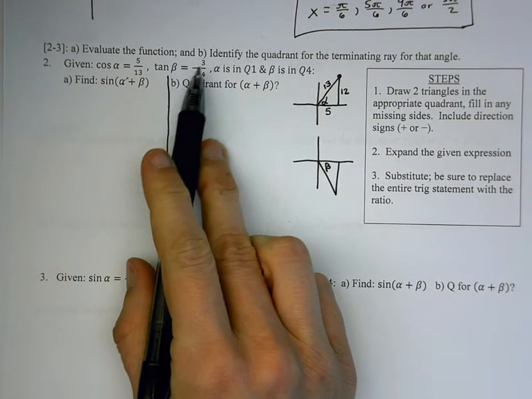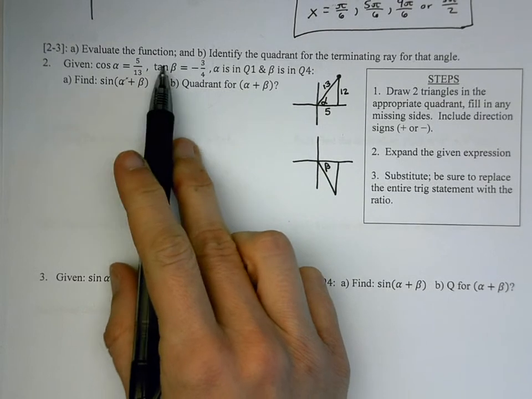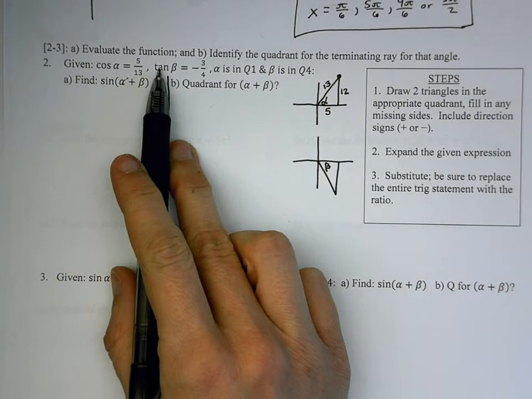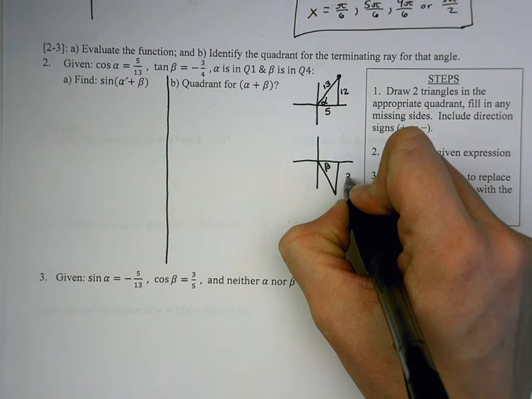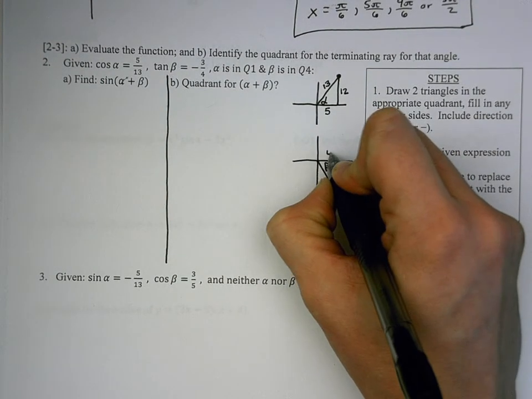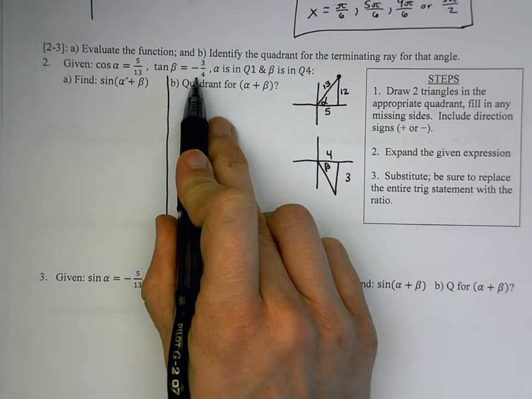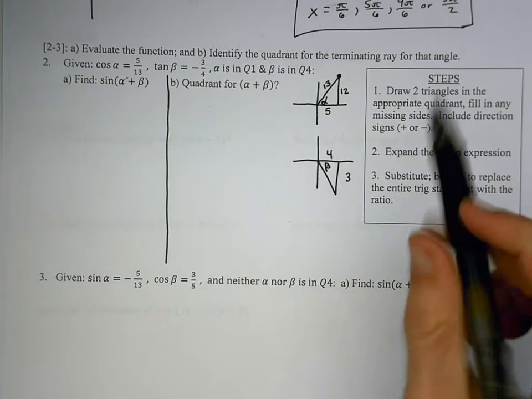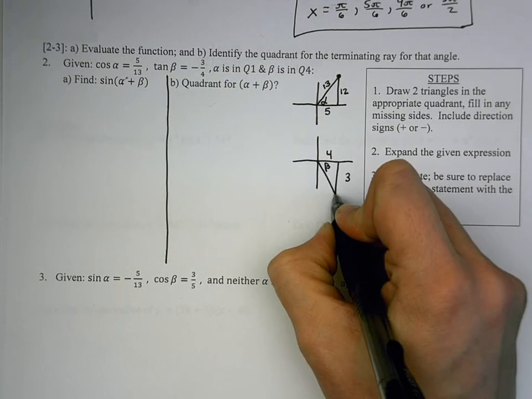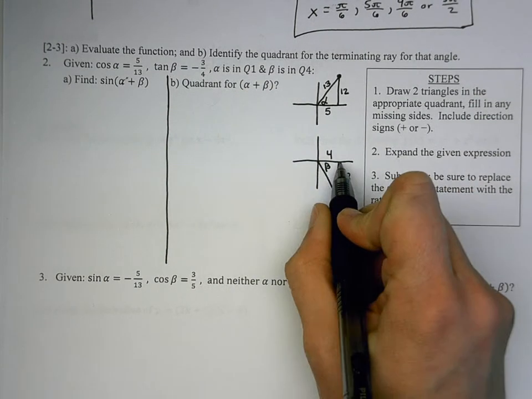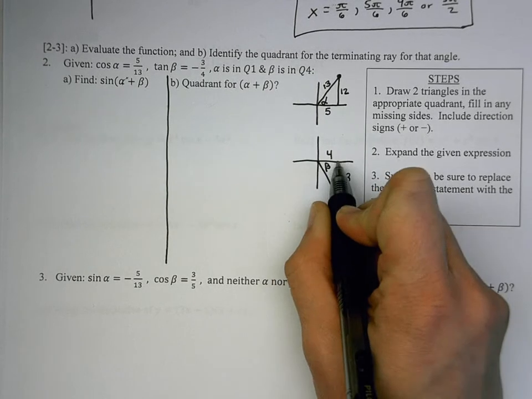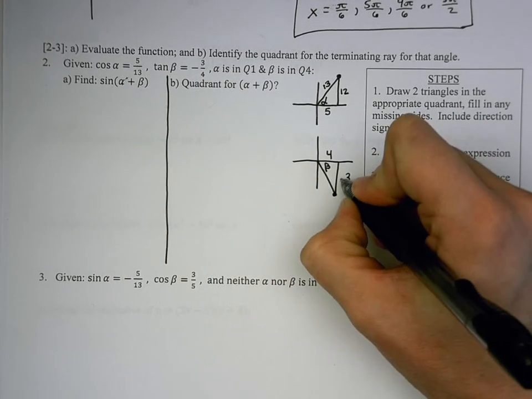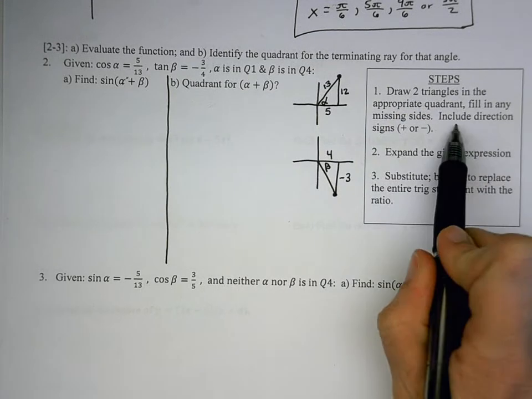Tangent is, right, SOHCAHTOA, so tangent is opposite over adjacent. So opposite would be the 3, adjacent would be the 4, and then this is negative, so we know there needs to be a negative in there somewhere. Which one would be negative to get me to go right and down like that? Right is positive, down is negative. That's where it says make sure to include direction signs.